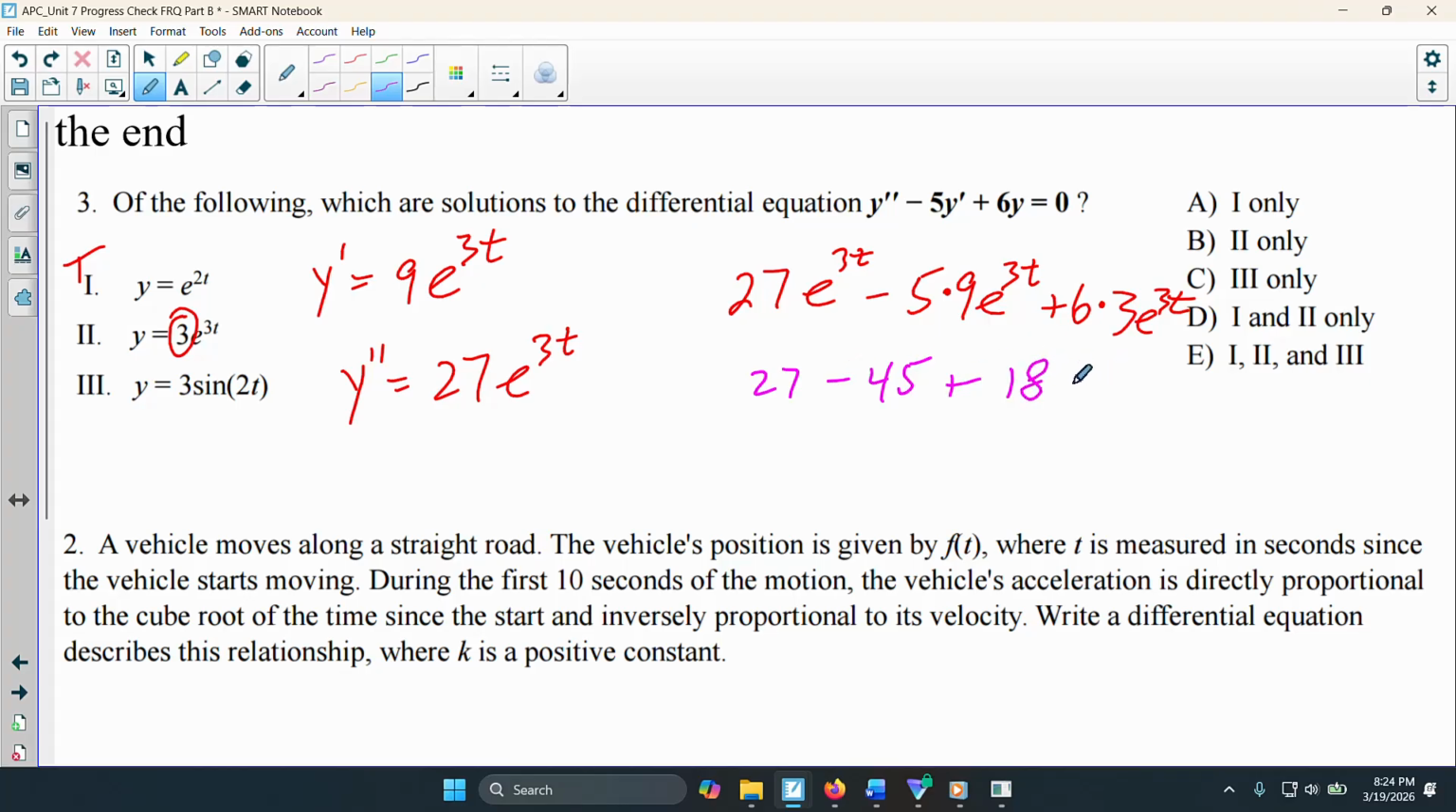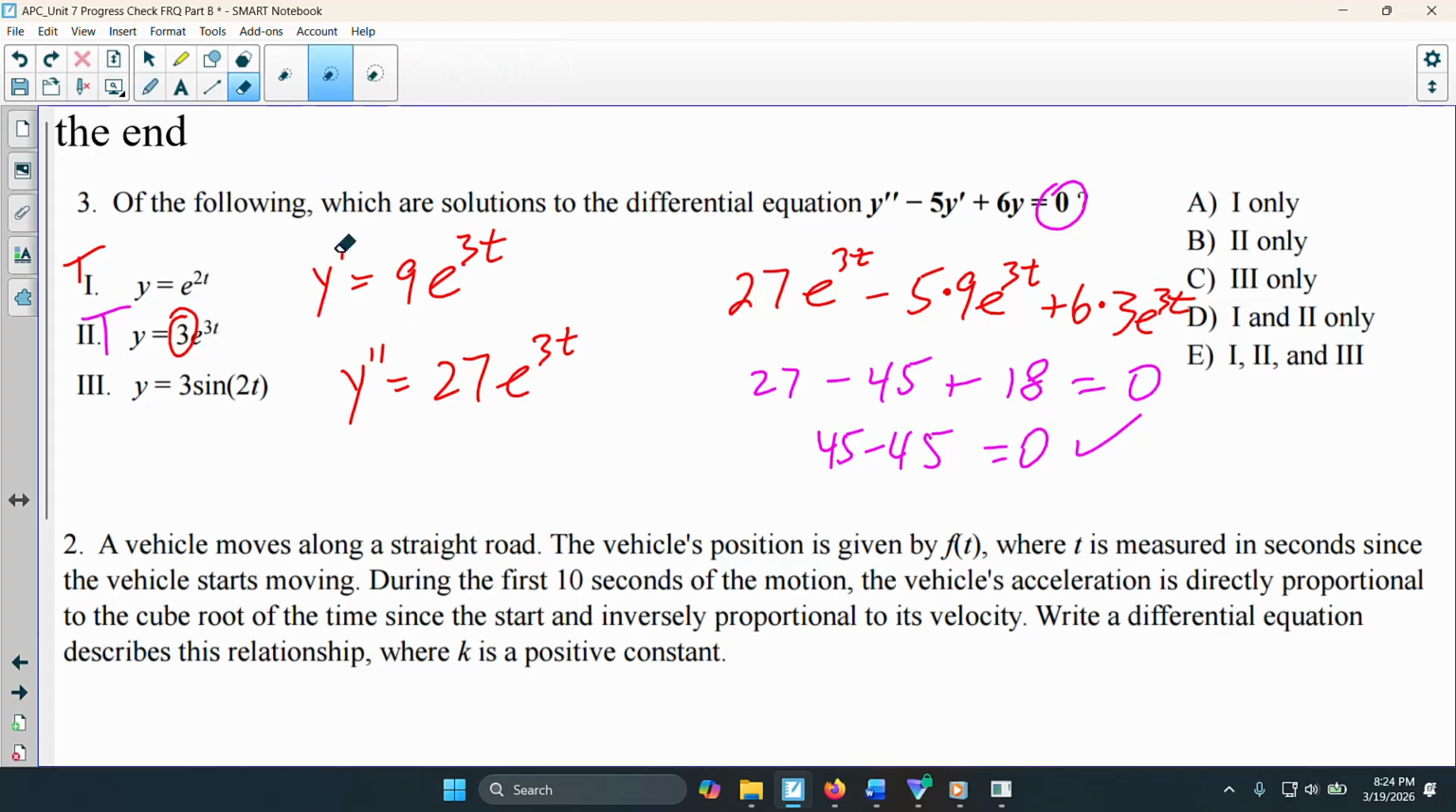And let's see if that's going to cancel. Is that going to be 0? Because that's really what we're trying to hit. 27 plus 18 is 45. This is 45 minus 45, and of course that's 0. So yeah, this one is also true.